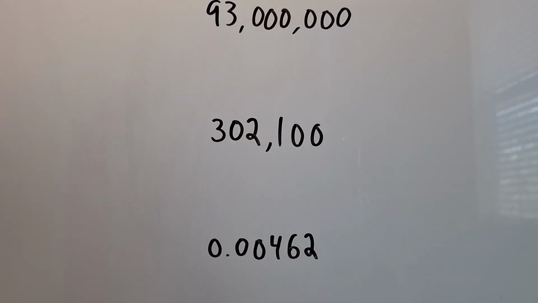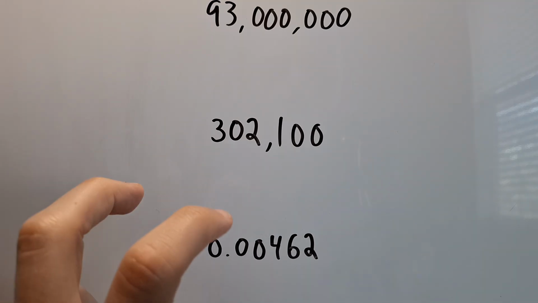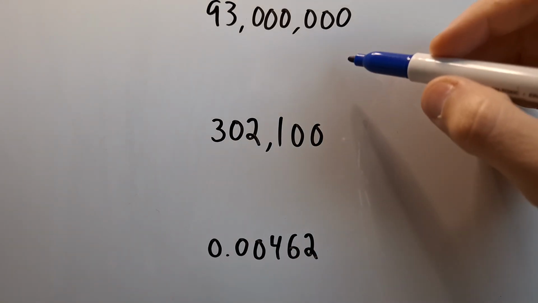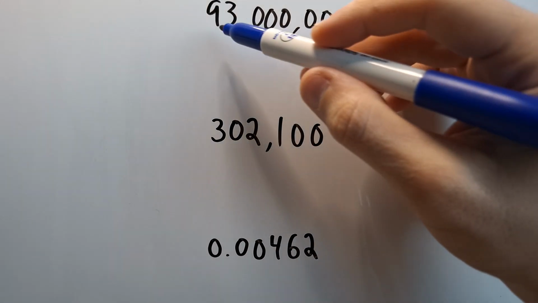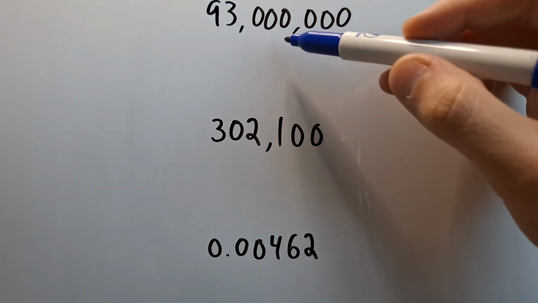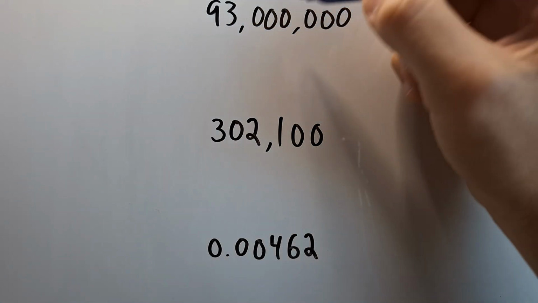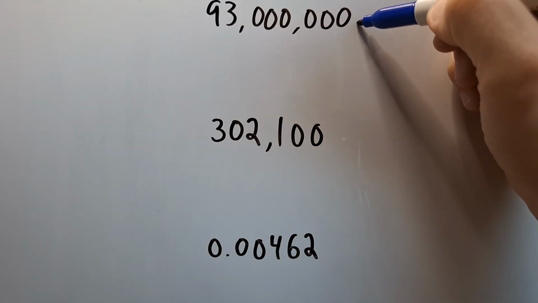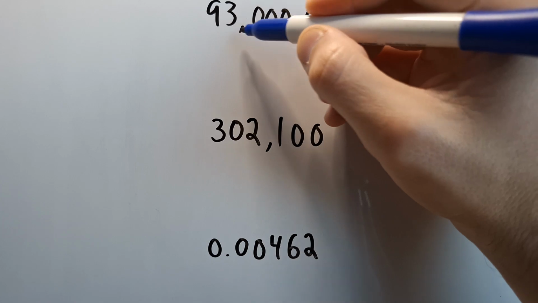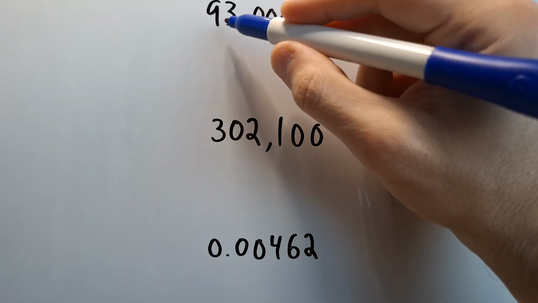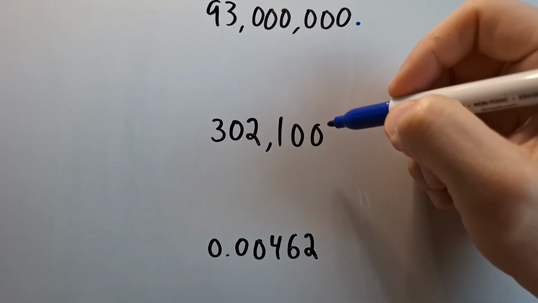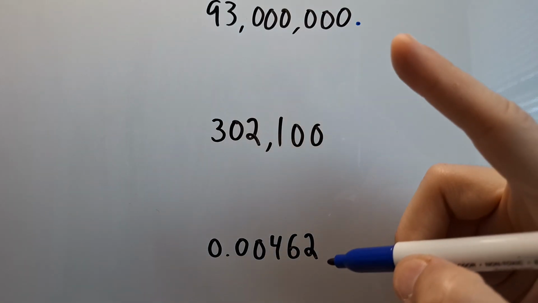So the first two numbers are classified as large numbers, quote unquote large numbers, because they are larger than 10. So this first number is 93 million. If we were to convert this into scientific notation, our decimal point's over here. So if we count the number of spaces that we move our decimal point, we'll get the number for scientific notation, which remember has to be in between 1 and 10, but not including 10.